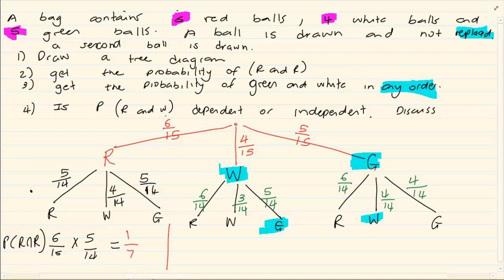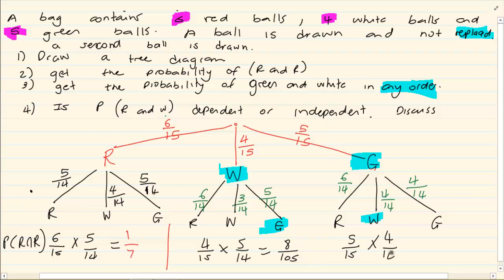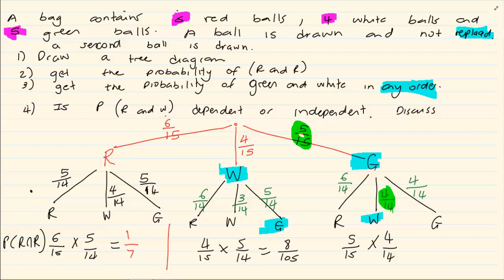Now the probability of green and white. For the first one, I have 4 over 15 times 5 over 14, which is equal to 8 over 105. Then for the next one, I have 5 over 15 times 4 over 14. So can you see I'm working with this probability times this probability, which is equal to 2 over 21.